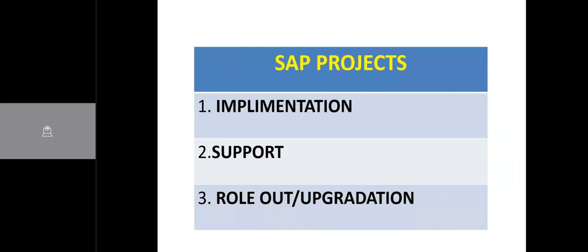Support project means the client already has SAP implemented and needs support. Support means solving their issues and problems, called tickets, raised by the client, and we have to solve the tickets. That is what we work on in support. Rollout project is where the client is already using SAP in one location in India, and the client has one more location set up in another country and wants to extend SAP there also. So that is called a rollout project.